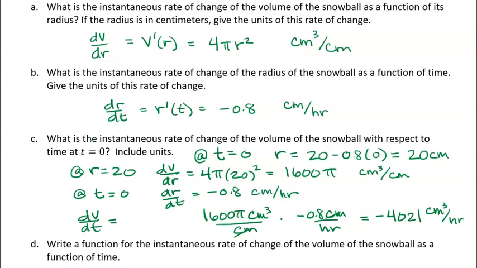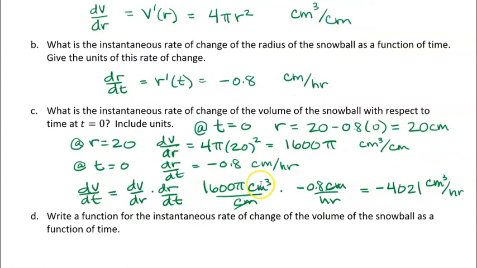Notice that what we did is we took dV/dr times dr/dt. We took the derivative of the volume with respect to the radius and multiplied that times the rate of change of the radius with respect to time.